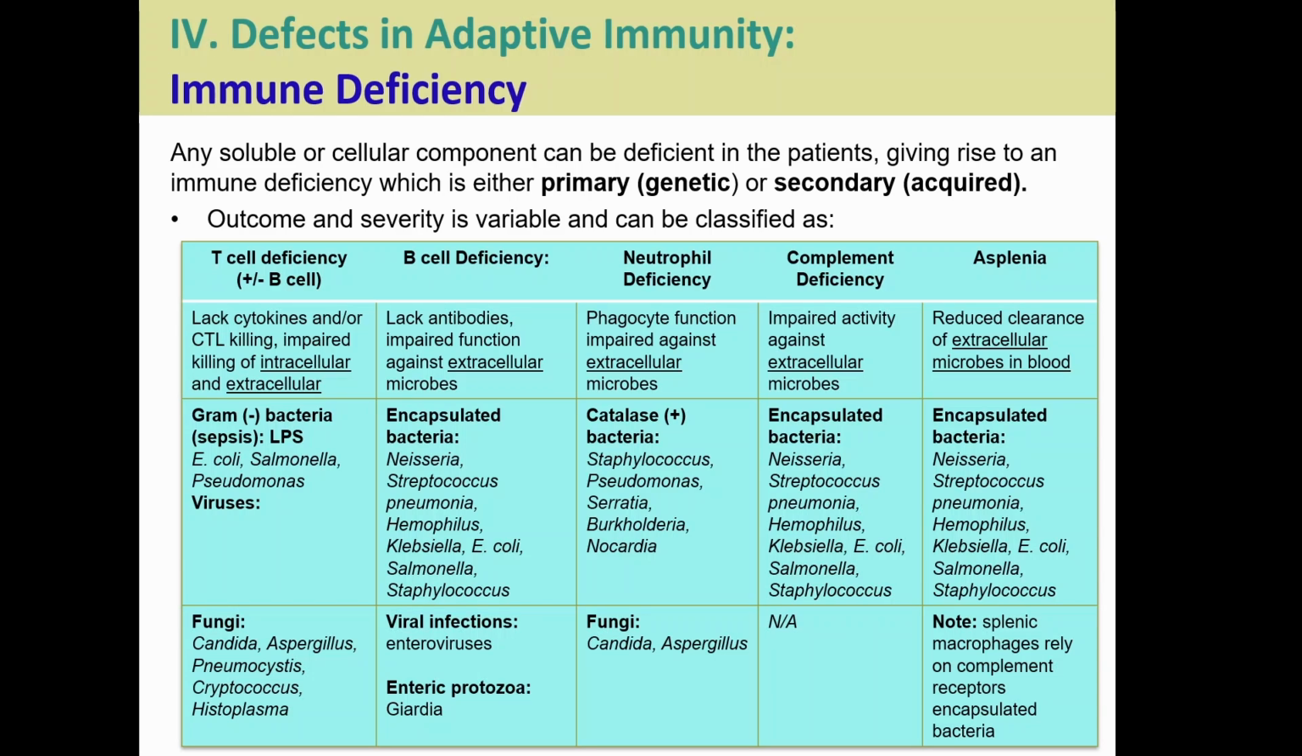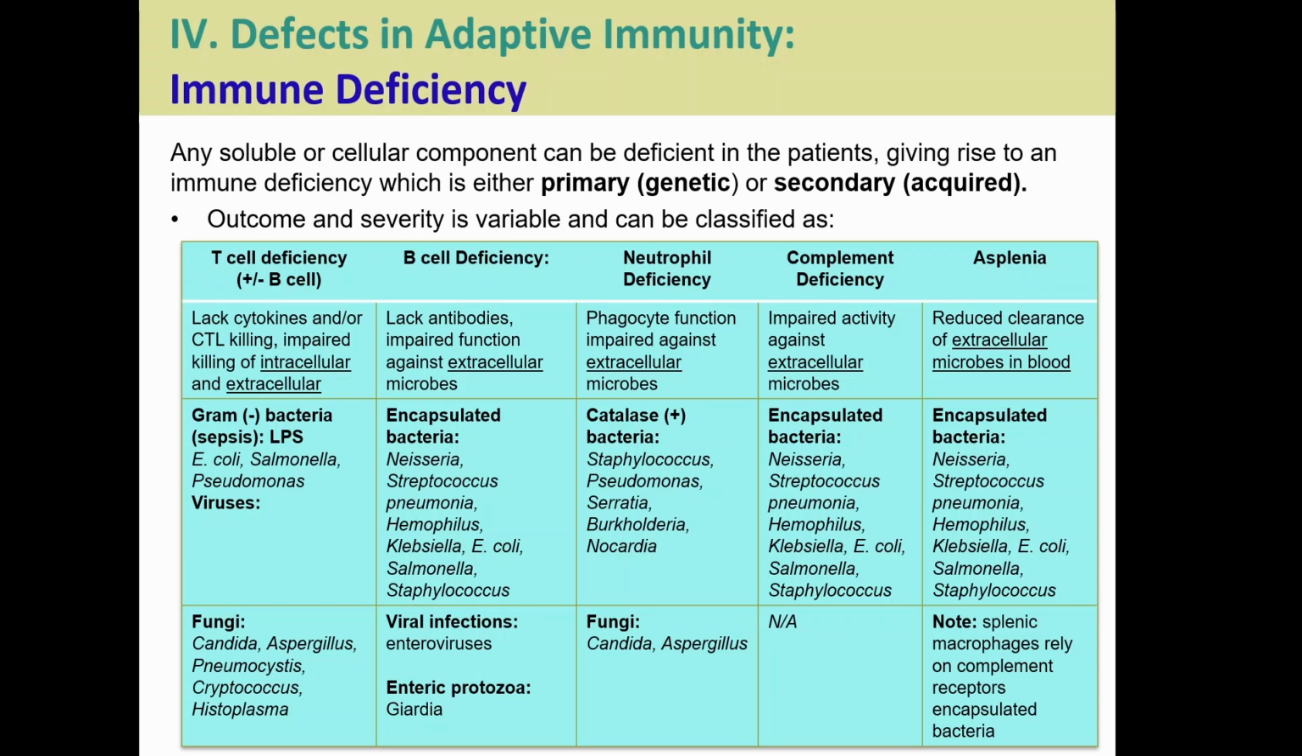With B cell deficiency, we're not producing antibodies. And so this is mainly going to hurt our ability to protect ourselves against extracellular microbes. So the encapsulated bacteria like Streptococcus, Haemophilus, Salmonella, Staphylococcus, some viruses, and enteric protozoans you'd be more likely to get, or they'd be more problematic for that person.